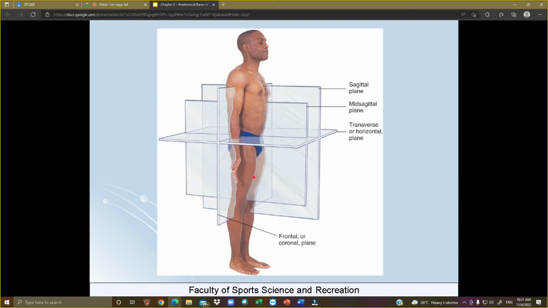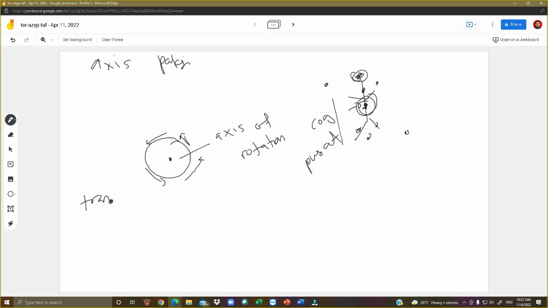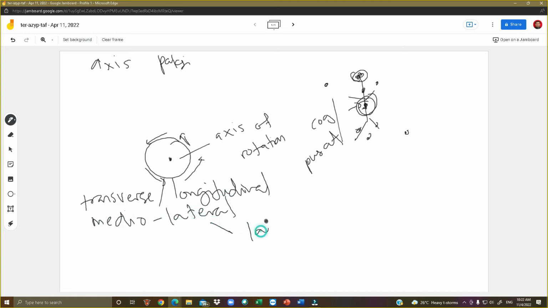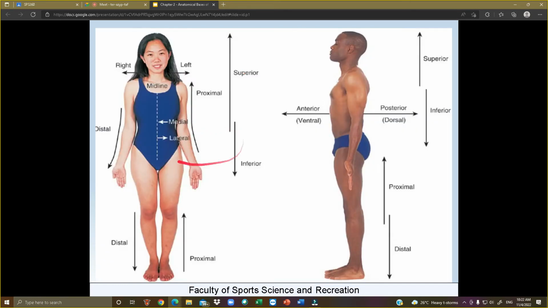Okay, mediolateral. It comes from two different words. Okay, first kita ada transverse ataupun longitudinal. Second one is mediolateral. It comes from two root words, lateral and medial. Okay, based on what we have learned before, mediolateral is the midline. Okay, midline which divide you into left and right.